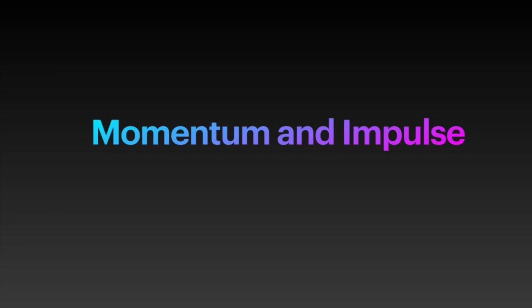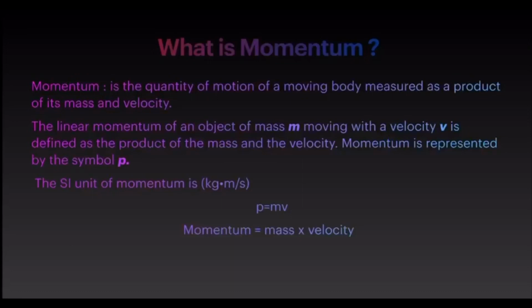So today's topic is momentum and impulse. Let's start off with momentum, which is a quantity of motion of a moving body measured as a product of its mass and velocity. The linear momentum of an object of mass m moving with a velocity v is defined as the product of the mass and the velocity.